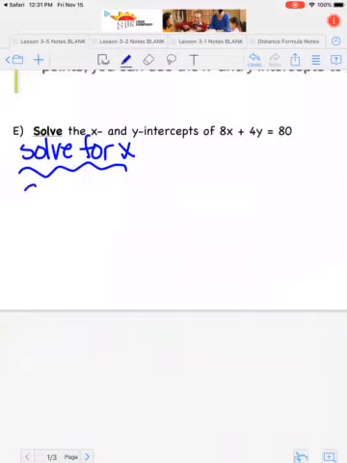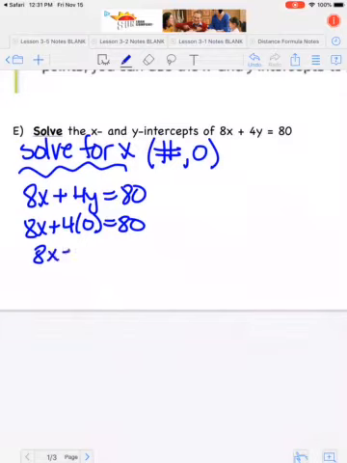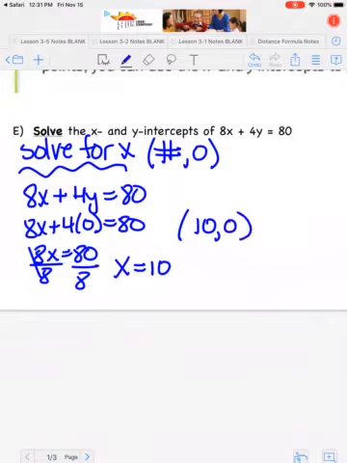So our equation is 8x + 4y = 80. When we have our x-intercept, that means we have a number for x and 0 for y. So we're going to plug in 0 for that y. So we have 8x + 4 times 0 is equal to 80. Once I solve, I would have 8x is equal to 80, divide by 8, and x is equal to 10. So my x-intercept would be (10, 0).